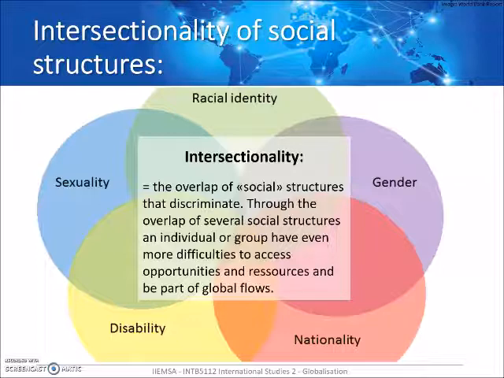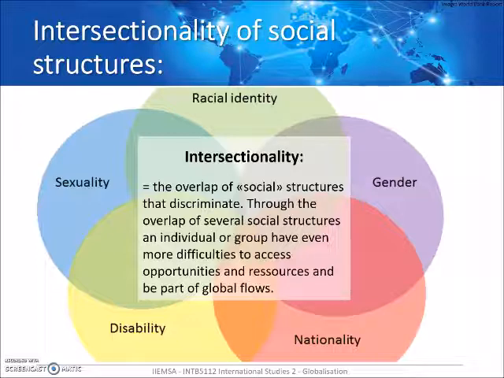So here you just see five sort of layers of discrimination or of social structures, but there's many more, right? And intersectionality is an important concept because it looks at how these social structures overlap and how the overlap can sometimes create even more difficulty than just a simple add up, right? So it makes the complexity of our world, right? And I'm sure you can come up with a lot of examples.